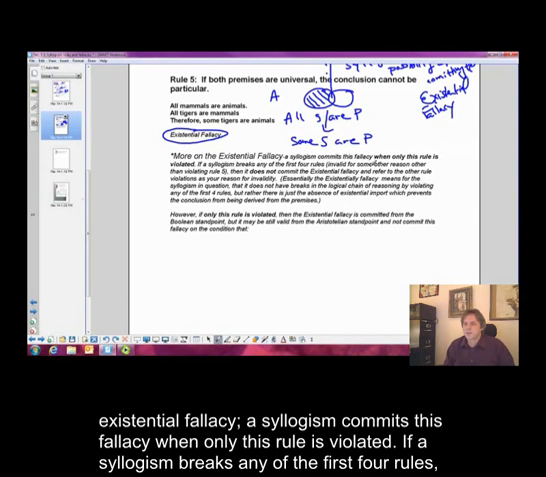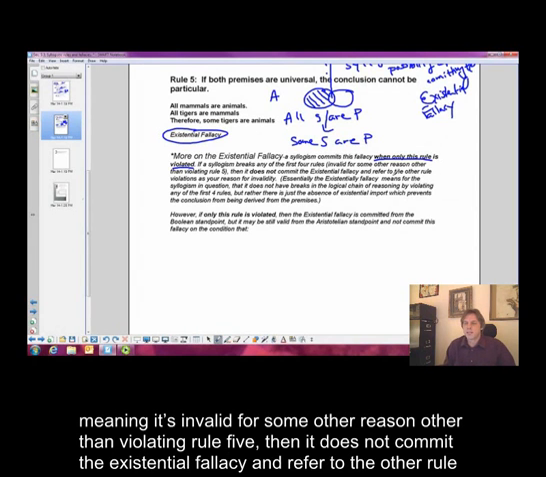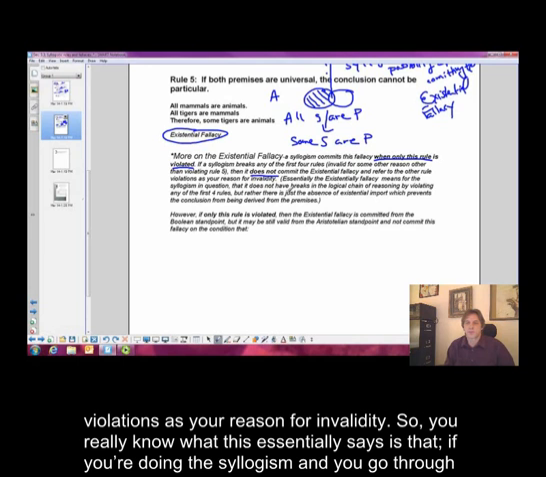A syllogism commits this fallacy when only this rule is violated, okay? If a syllogism breaks any of the first four rules, meaning it's invalid for some other reason other than violating Rule 5, then it does not commit the existential fallacy, and you refer to the other rule violations as your reason for invalidity, okay?